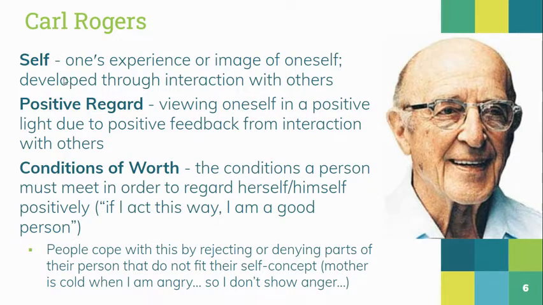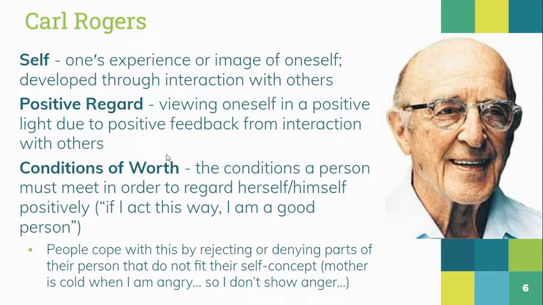This is developed through our interactions with other people. So how I see myself is partly based on the way other people treat me. Okay, so if I'm out in the world and I'm getting positive feedback and people are interacting with me in ways that make me feel as though I'm doing a good job or I'm a good person or I'm someone they want to be around, then that helps form my image of myself.